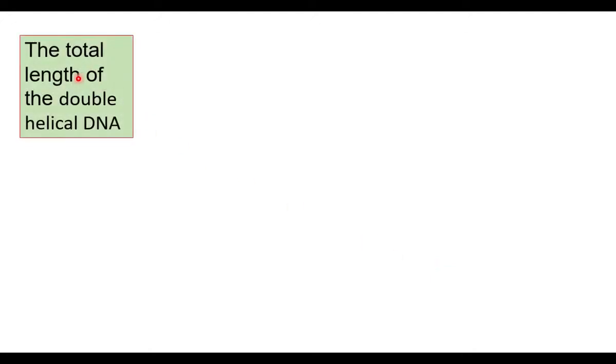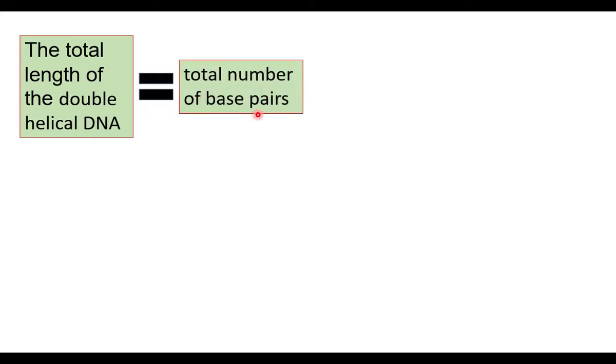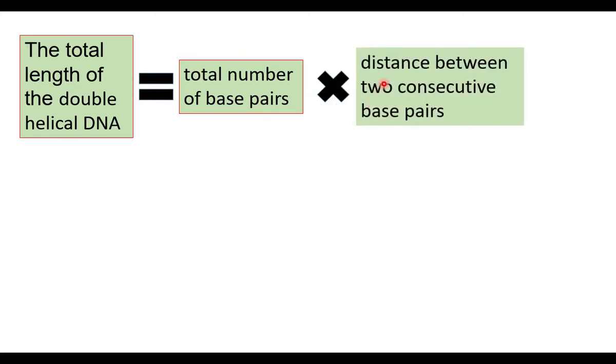The total length of the double helix DNA is equal to the total number of base pairs, that is the total number of adenine, guanine, thymine, cytosine, into the distance between two consecutive base pairs. If we multiply the total number of base pairs with the distance between two consecutive base pairs, we can get the total length of DNA.